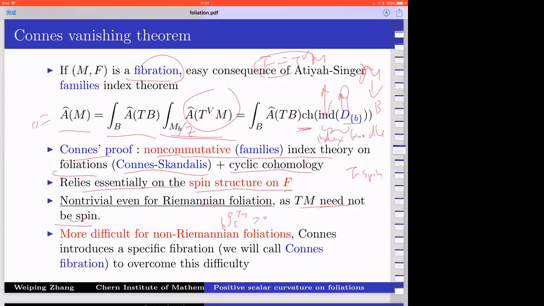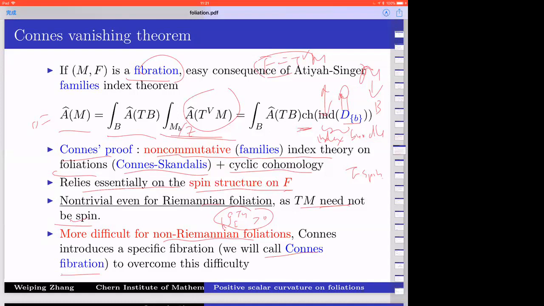That is one difficulty. The other difficulty is that for non-Riemannian foliations, you do not even have this rescaled positivity of scalar curvature. So it is more difficult for Alain Connes. And in this case he introduced a very clever, ingenious geometrical construction called the cone fibration to overcome this difficulty. We will come back to this.